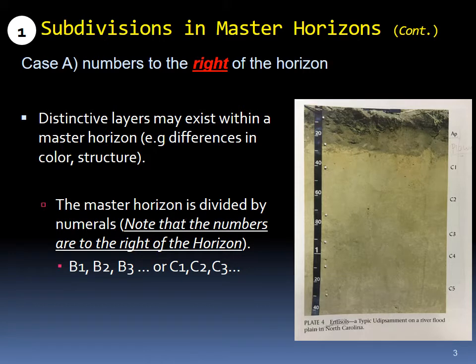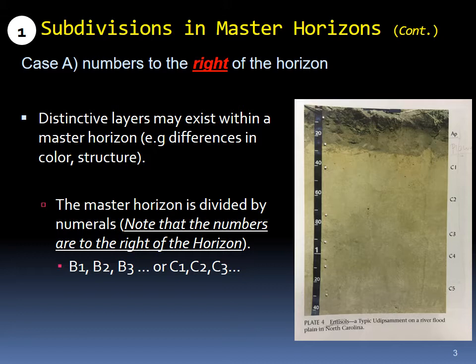Now, if we just focus on case A, we would find that this profile has two main master soil horizons. It has an A horizon that is undergoing plowing activities and a C horizon. However, you would find that the C horizon was divided into C1, C2, C3, C4, and C5. Now, these Cs have numbers 1, 2, 3 to 5, and all the numbers exist to the right. So what does this really mean?